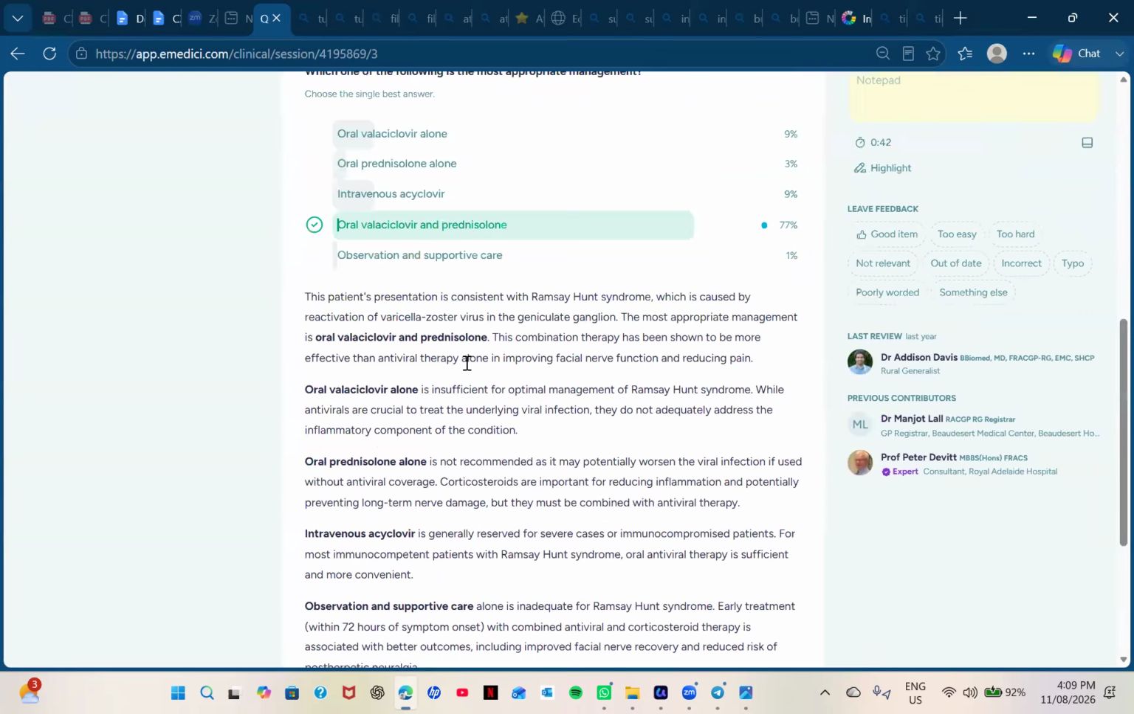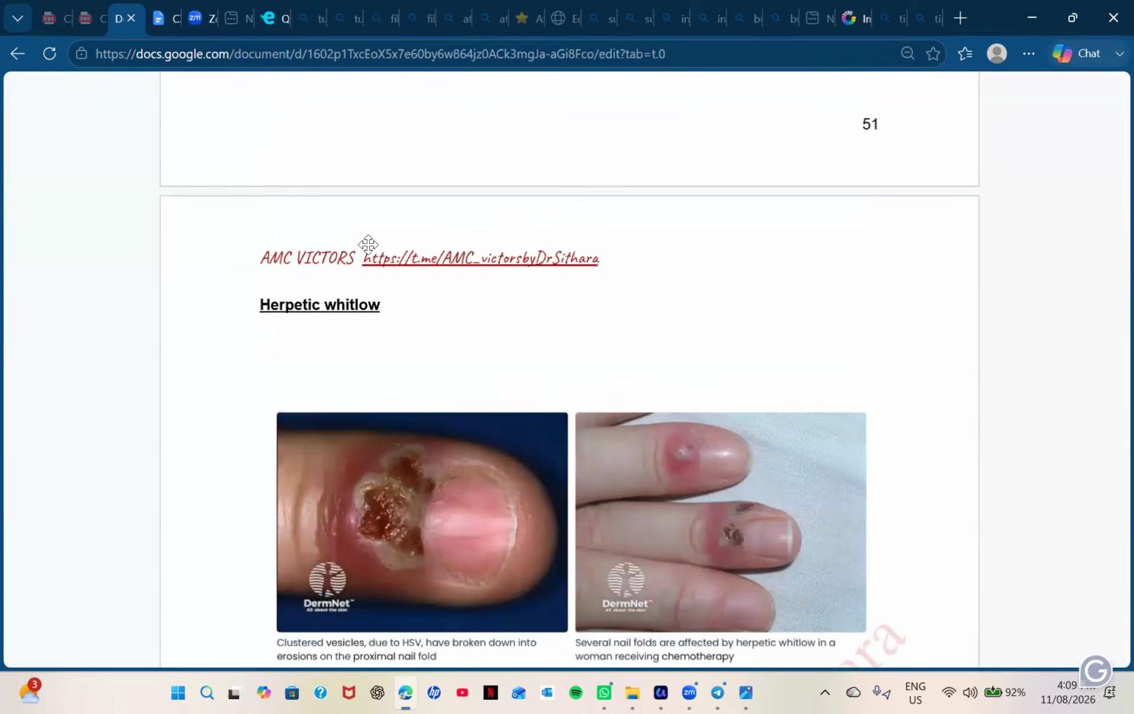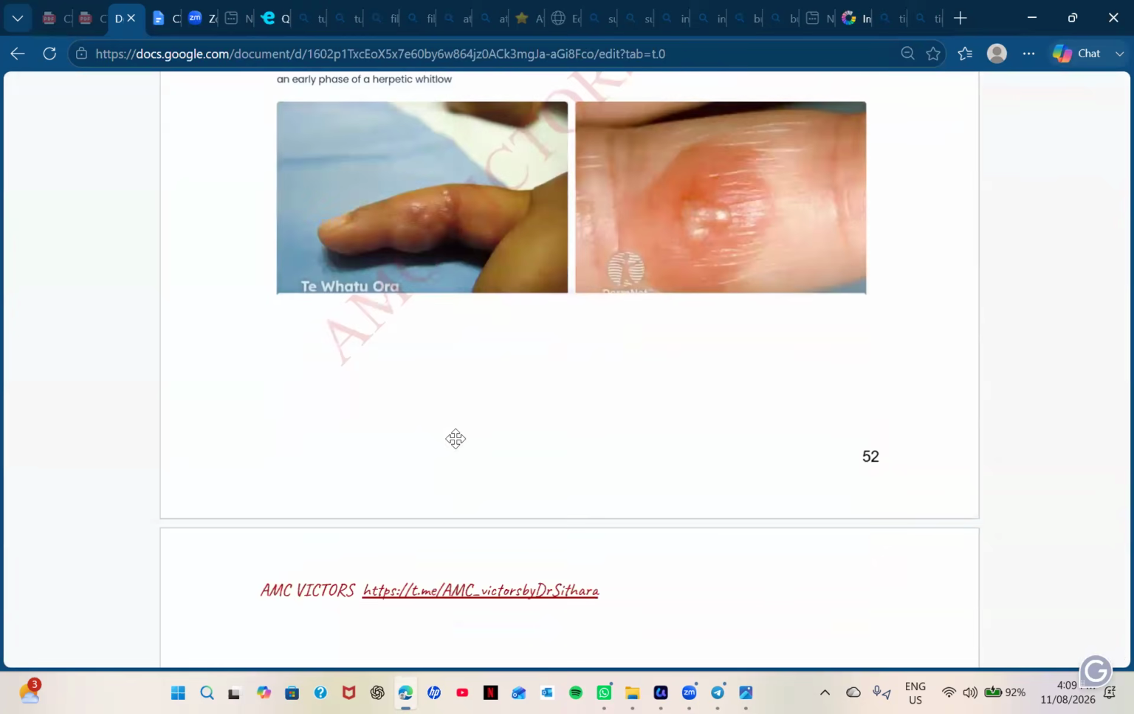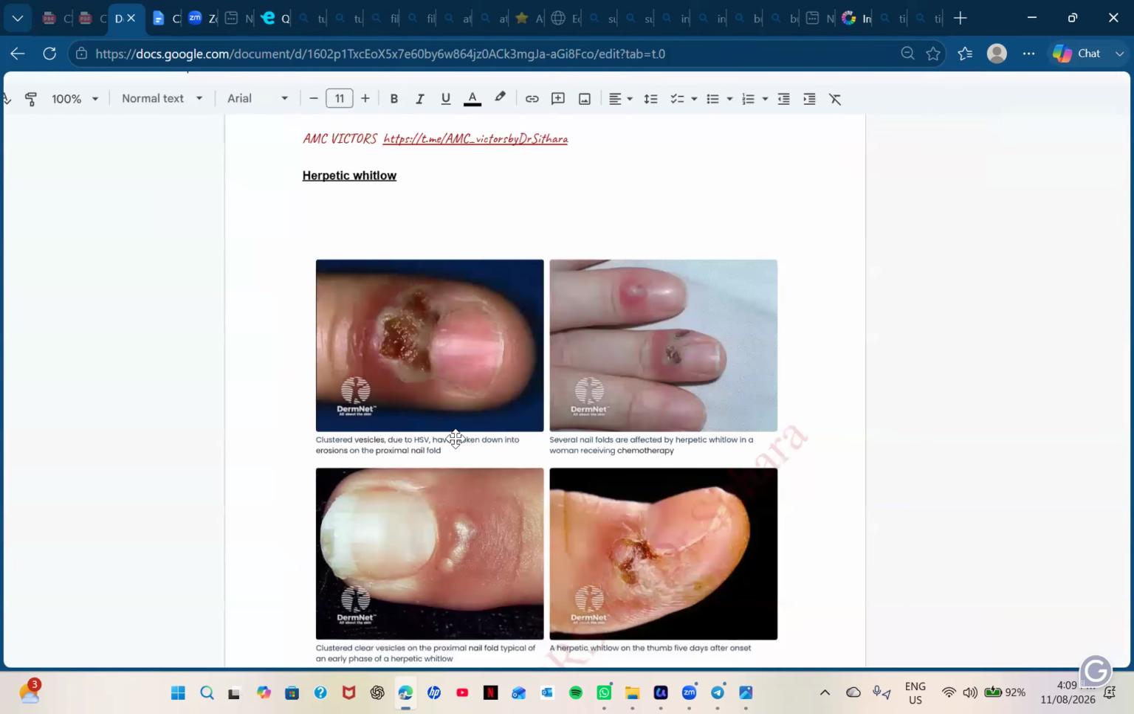So the combination should be there, right? Combination should be there. Okay, so what do you know about herpetic whitlow? Herpetic whitlow, what can you see? What is in the fingers? It is HSV on the fingers, right?